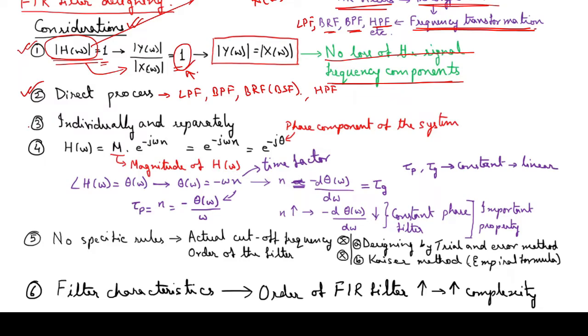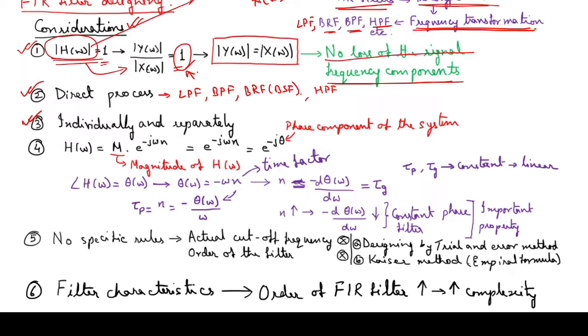Then third, individually and separately. Say for example, I want to design a band pass filter. I can design a band pass filter as per the given specifications. And if I want to design a low pass filter or a high pass filter of similar configuration, I can design those separately and I am good to go.